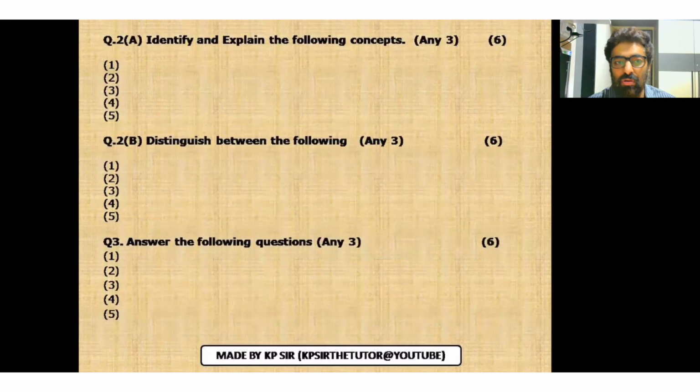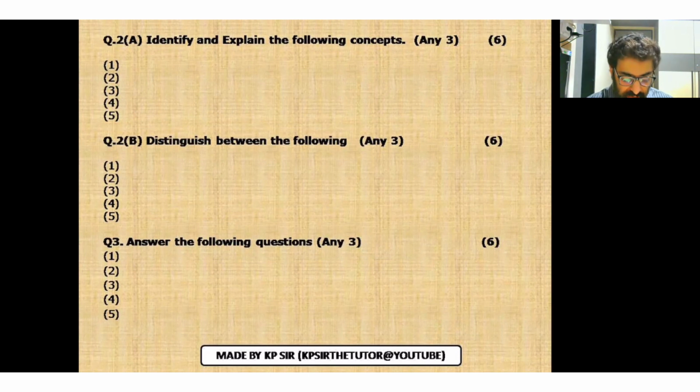Now, the second question is identify and explain the following concepts. And the change in the two syllabuses, previous and now. In the previous syllabus, they gave 100% options. Now they're giving only 5. That means you have to write 3, but you have 5 questions. Out of 5, you have to write 3. Previously, they used to give 6, out of which you would attempt 3. That is how they have reduced the optional part for you.